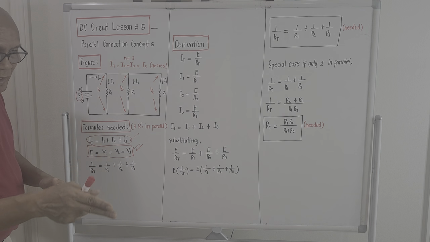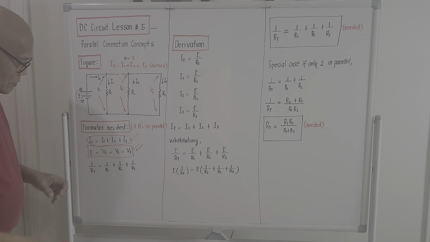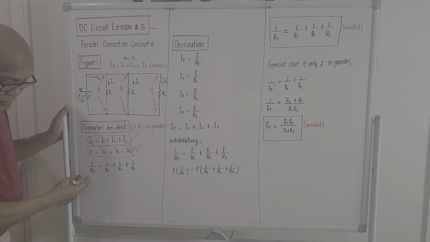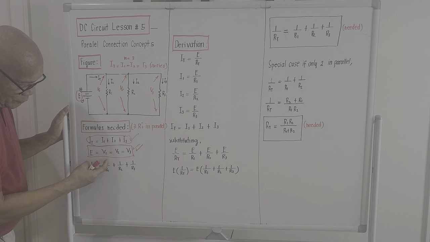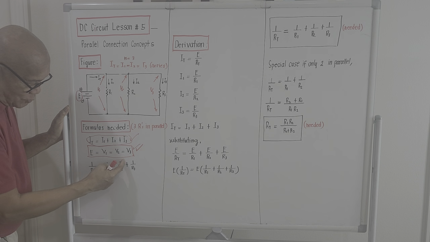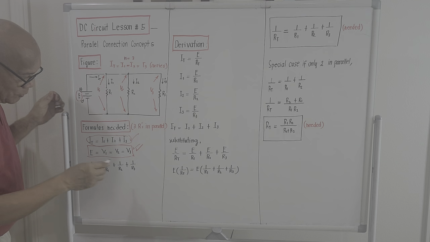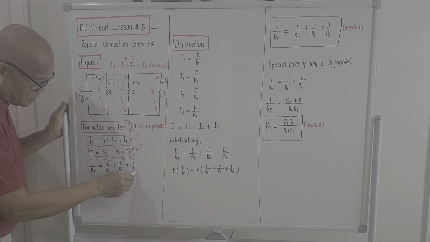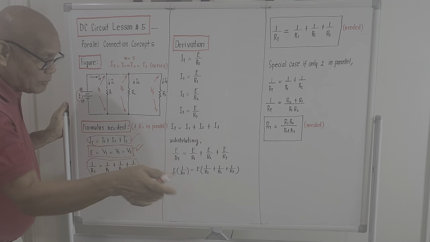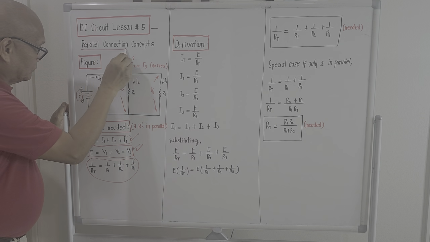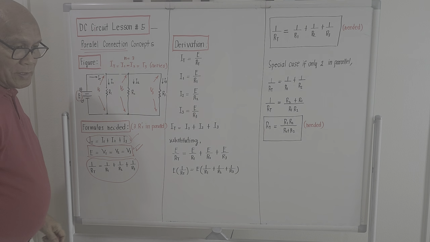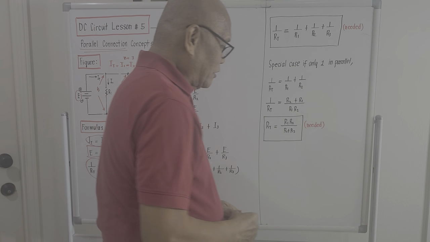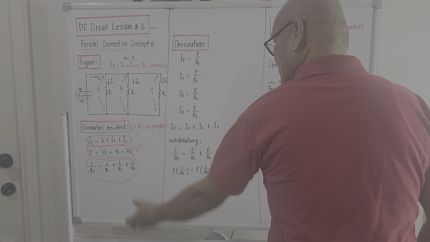The third formula for parallel connection: 1 over R total, it's a fraction, should be equal to 1 over R1 plus 1 over R2 plus 1 over R3. This is the formula on how to compute for the total resistance if the connection is a parallel connection. Okay, let's try to bring out the derivation of the total resistance.